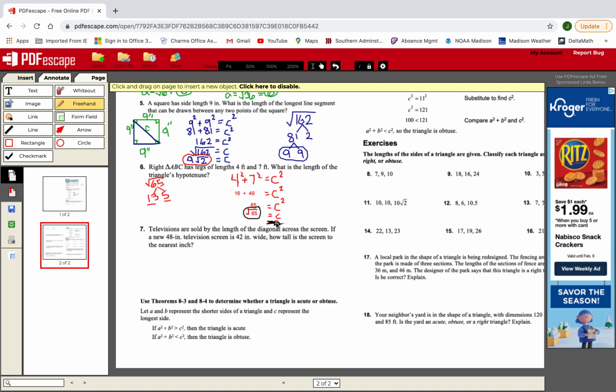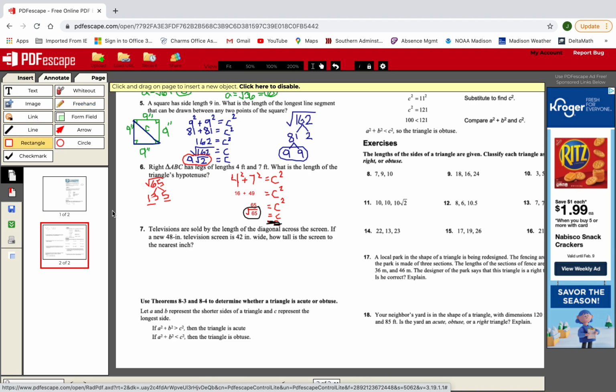Okay. All right. For 7, televisions are sold by the length of the diagonal across the screen. If a new 48-inch screen is 42 inches wide, how tall is the screen? Tall of the screen being the diagonal. Okay. Oh wait, 48 is the diagonal. Sorry. Televisions are sold by the length of the diagonal. So if it's sold as a 48-inch television, then that is the length of the diagonal.